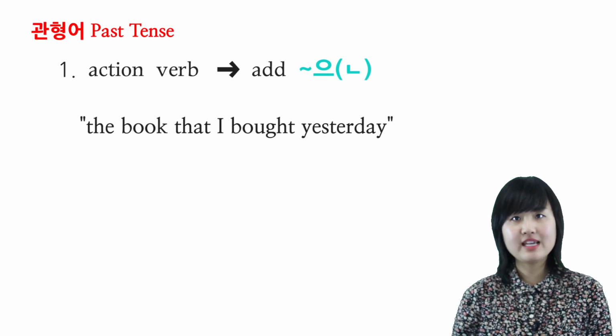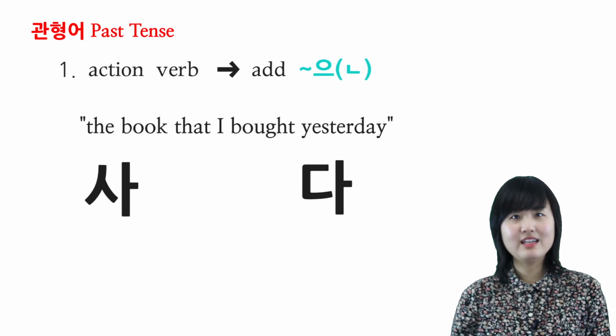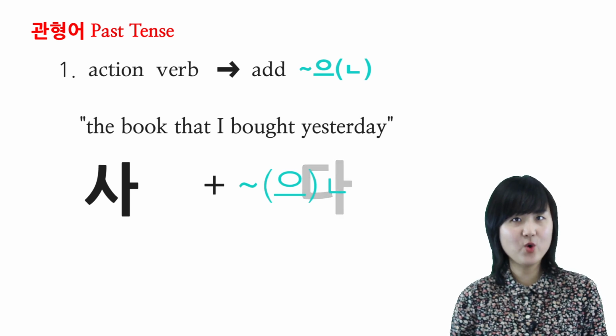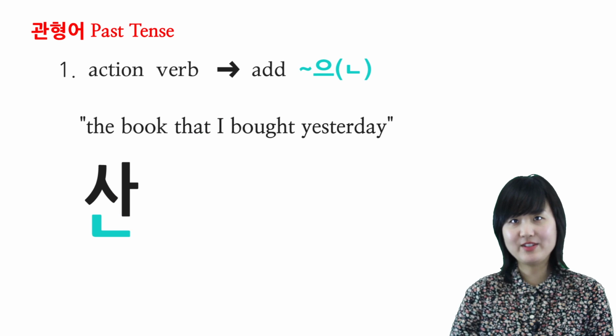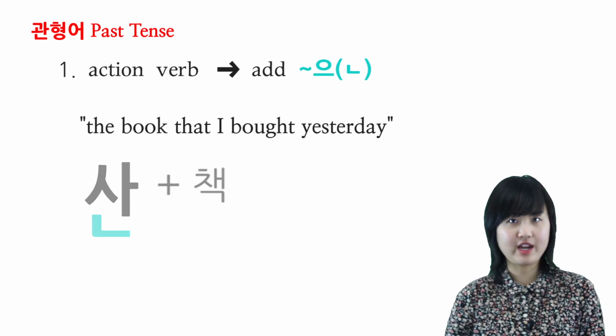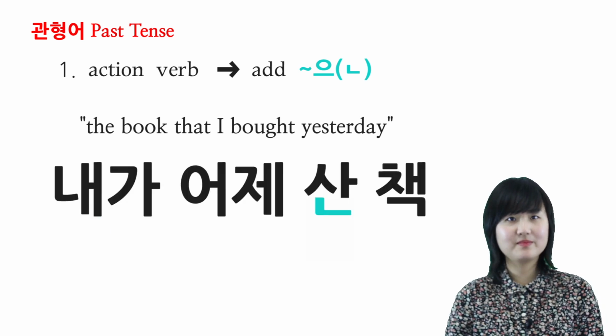In Korean, it's 사다, and the verb stem is 사. 사 does not have a final consonant. Therefore, 니은 should be added to 사. Hence, the book that I bought yesterday will be 내가 어제 산 책.